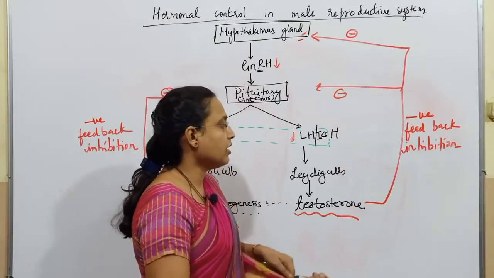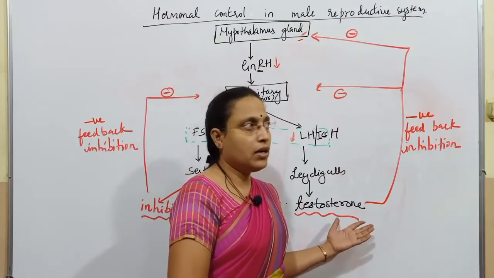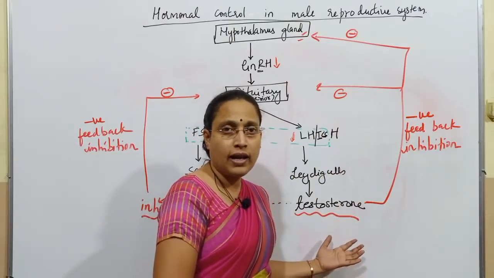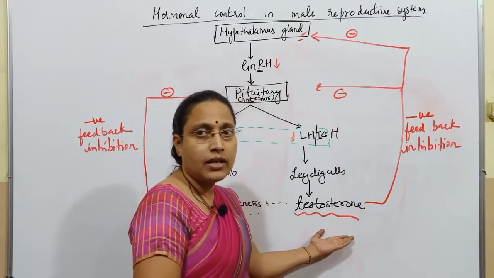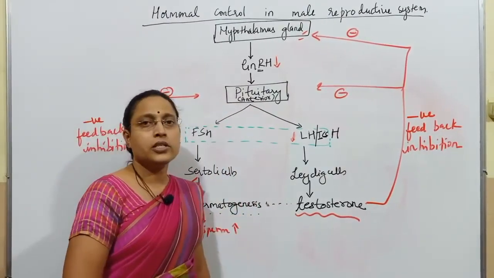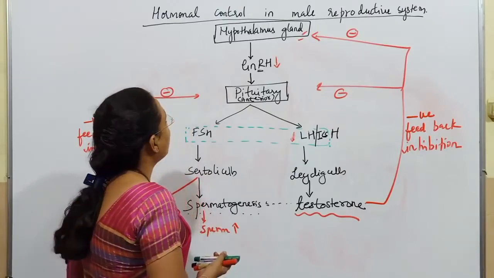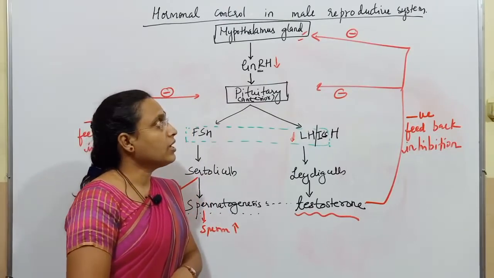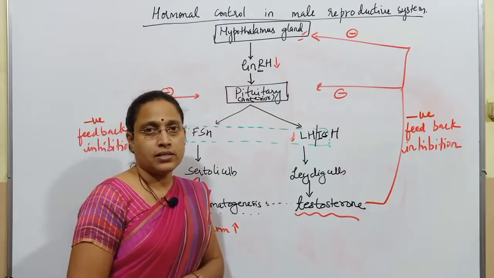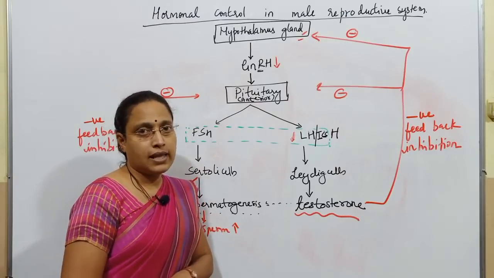And additionally, apart from secondary sexual characters, today you also came to know that at the cell level, testosterone is very good to induce spermatogenesis. So this completes hormonal control in the male reproductive system. Further topics will be dealt with in the next class.